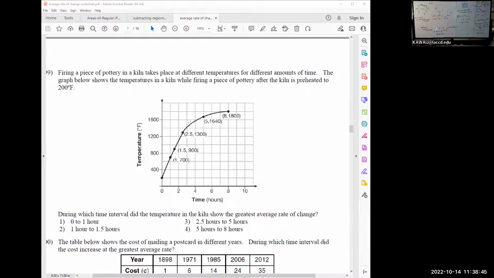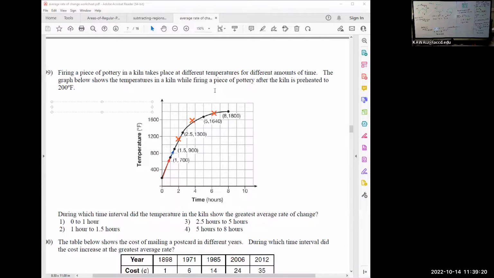Okay. Now, definitely it's not this one. Oops, sorry. Let me try that again. Definitely it's not this one, and it's definitely not this one. And they did not ask for 1.5 to 2.5, so we're not looking at this one. So we're only looking at 2 of these. We're only looking at either here to here, or here to here. Okay. So let's look at the red one first.